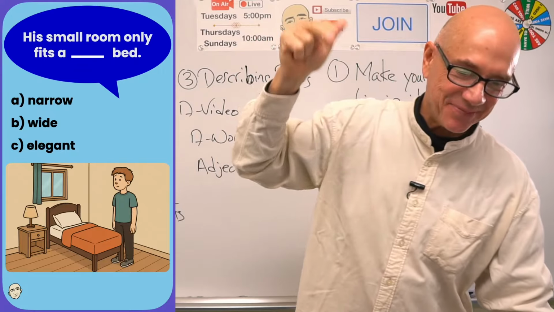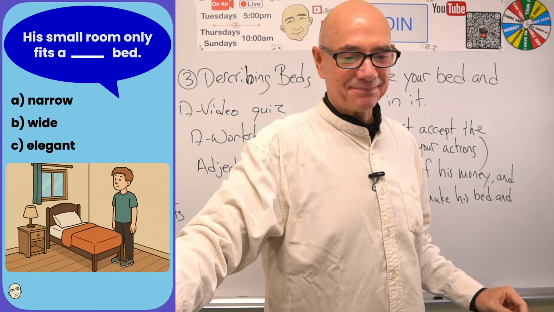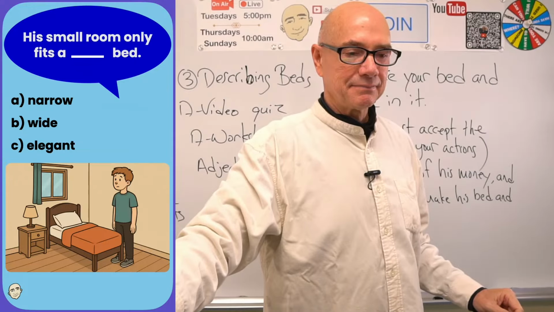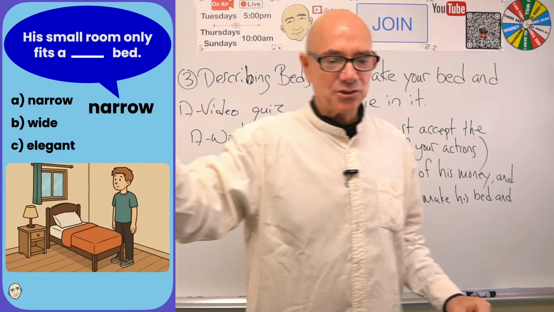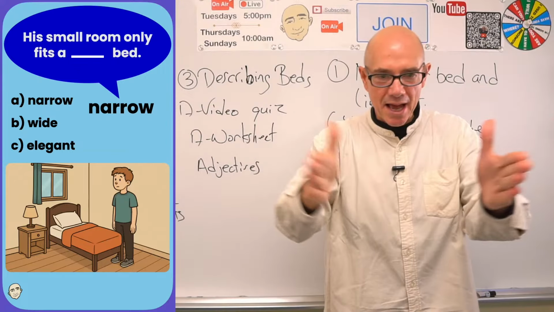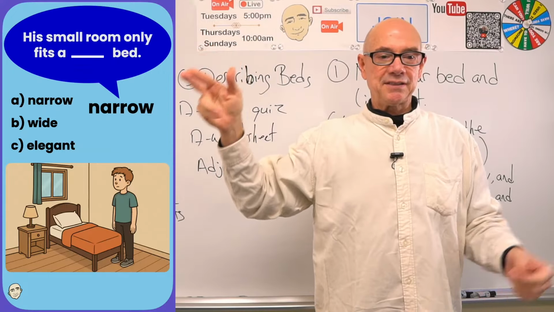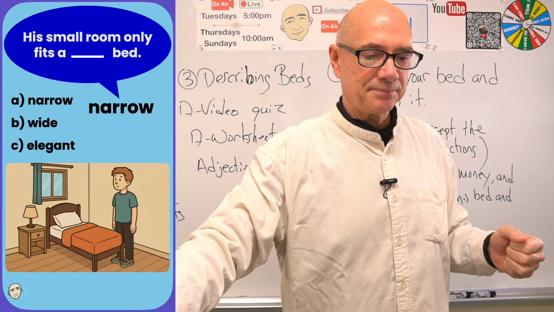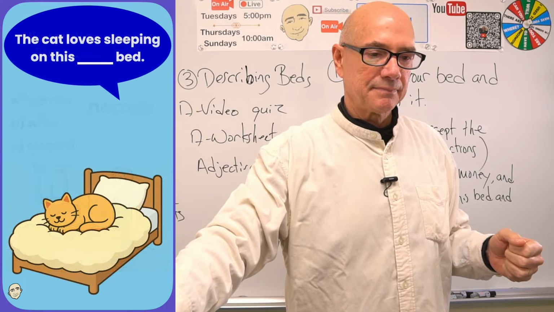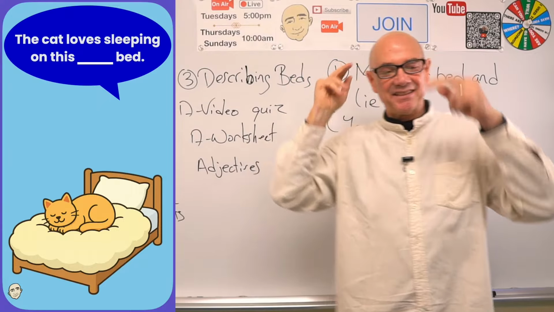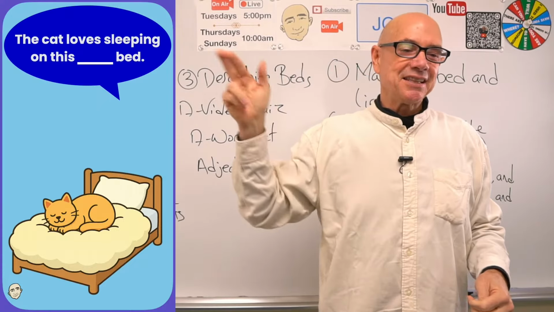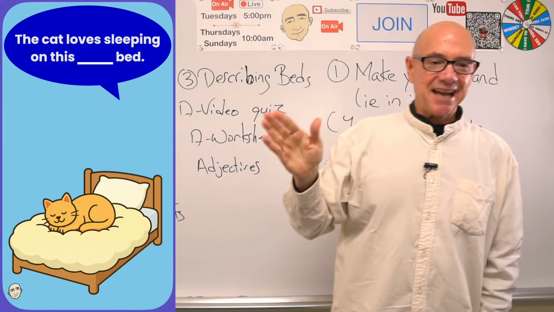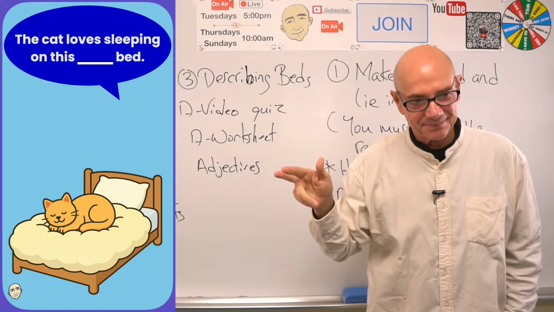All right, so we know. Yeah, good, Baran. That's right, everyone. It's narrow. It's a narrow bed. His small room only fits a narrow bed. Good. Let's go to our next one. This is for Carlos. The cat loves sleeping on this bed. What kind of bed is that? The cat loves sleeping on this bed.